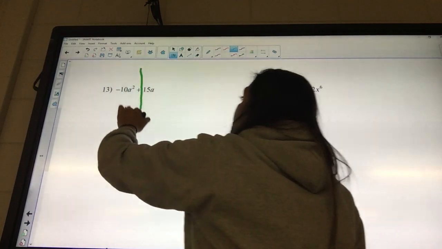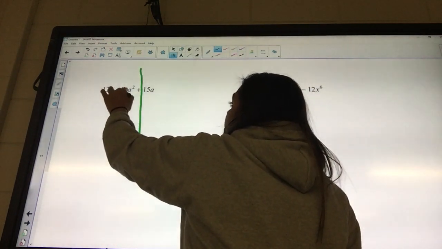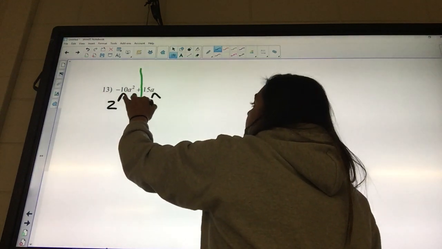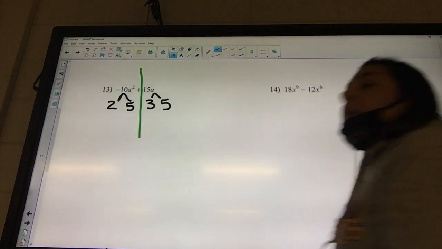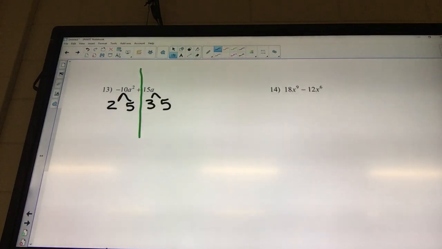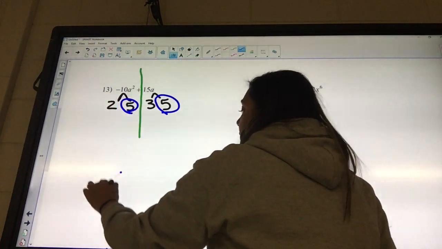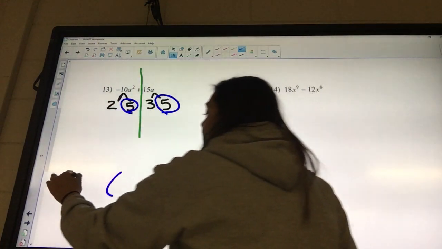Okay, draw your line down. We need some factors of 10, which is going to be 2 and 5. And 15 is going to be 3 and 5. Who's a match? 5 and 5. The 5 and 5. Okay, so our number on the outside is going to be what? 5.